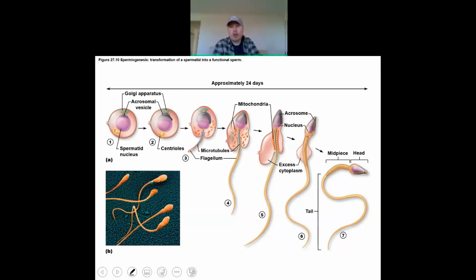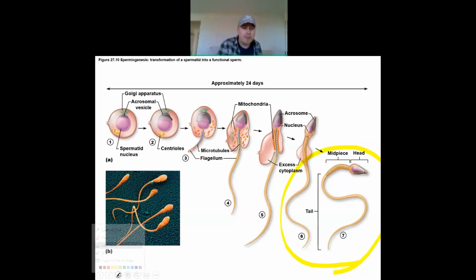But what I want to show is only part of this diagram. The part of this diagram that I want to highlight is this end product that we're going to see. We're going to look at the different parts of the sperm from there. And let's start with the head of the sperm cell.